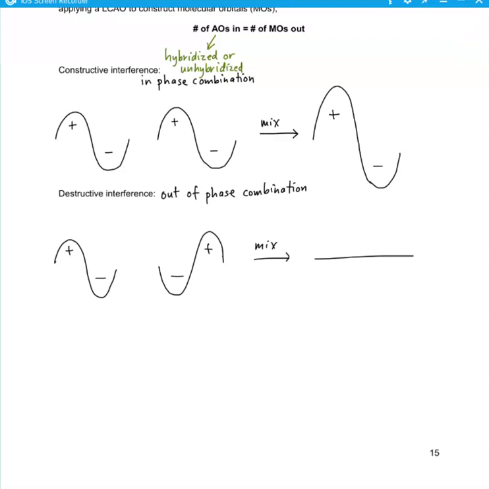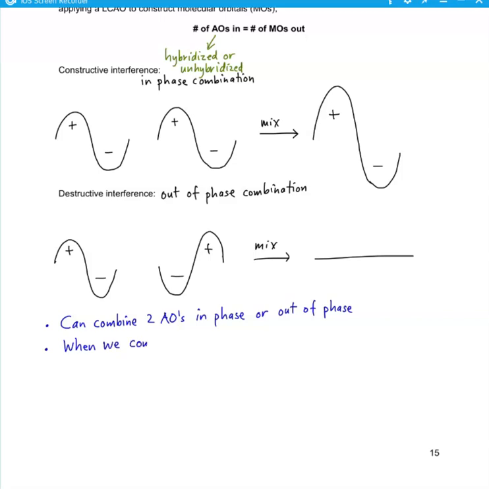So if you have a pair of atomic orbitals, which again are wave functions, you can combine them in two ways. You can combine two AOs, atomic orbitals, either in phase or out of phase. Those are the two possibilities and the only two possibilities. Now let's think about the results when we do these combinations. When we combine two atomic orbitals in phase, the result that we get is a molecular orbital that's going to be lower in energy than either one of the atomic orbitals that we combined.